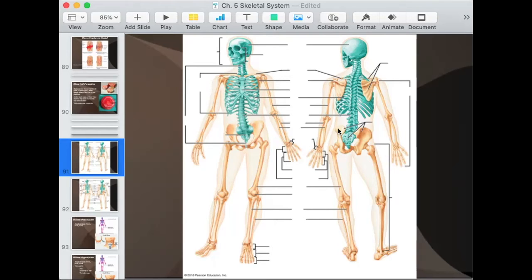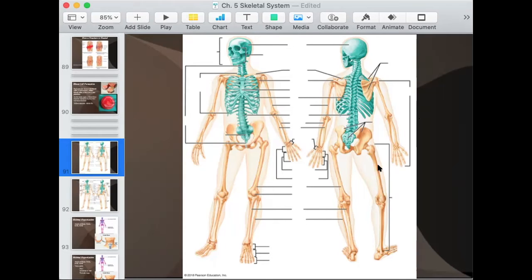Moving on to this area. What is that bone called? Pelvis. Then you have your vertebrae. What about this bone right here between the pelvic bones? Sacrum. And then you have your tailbone at the end of there called the coccyx.